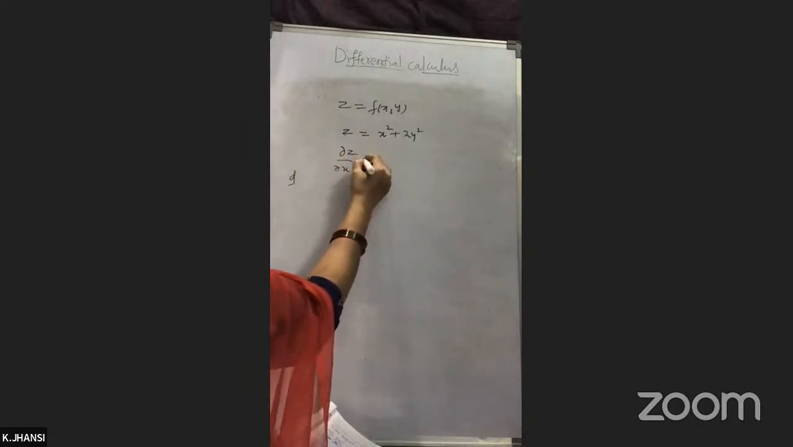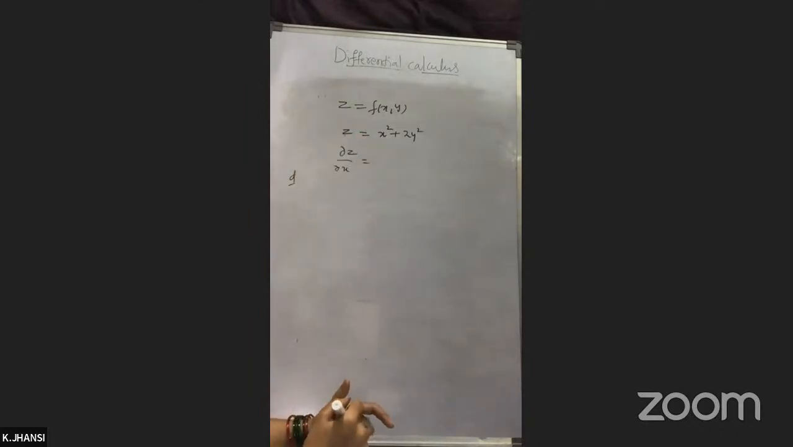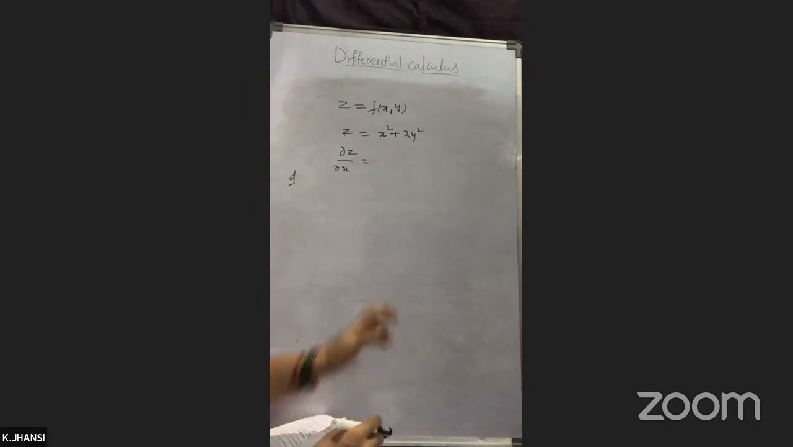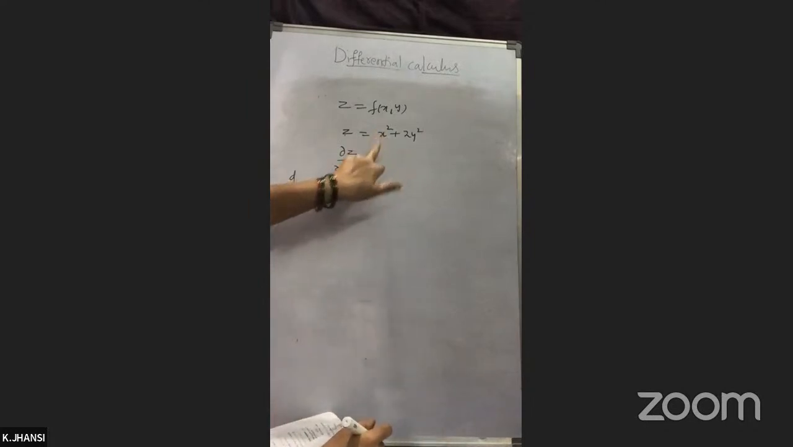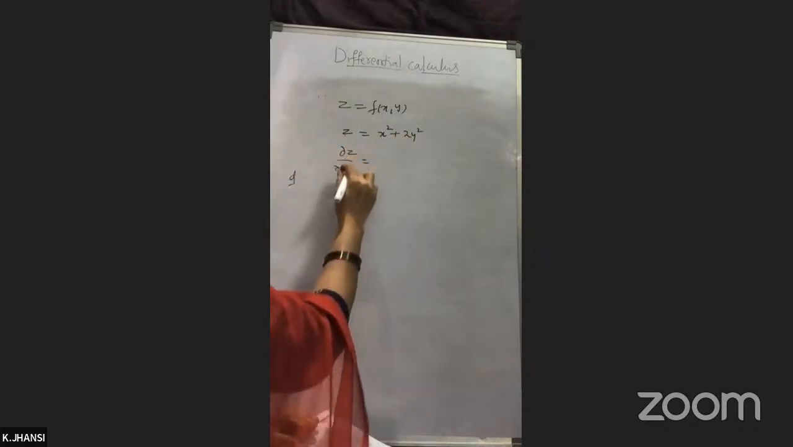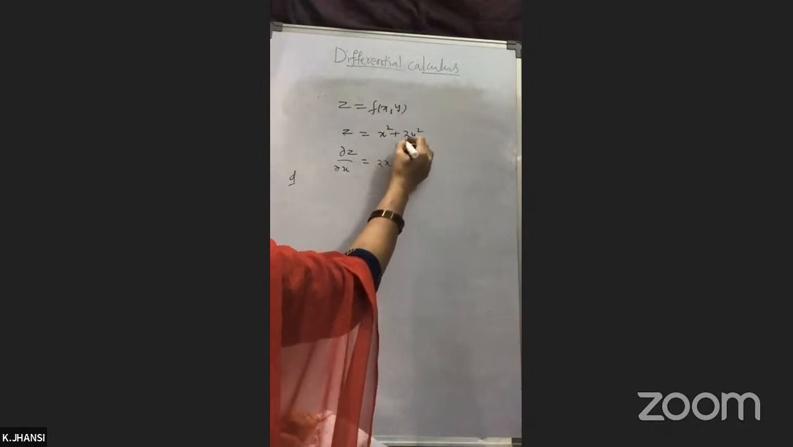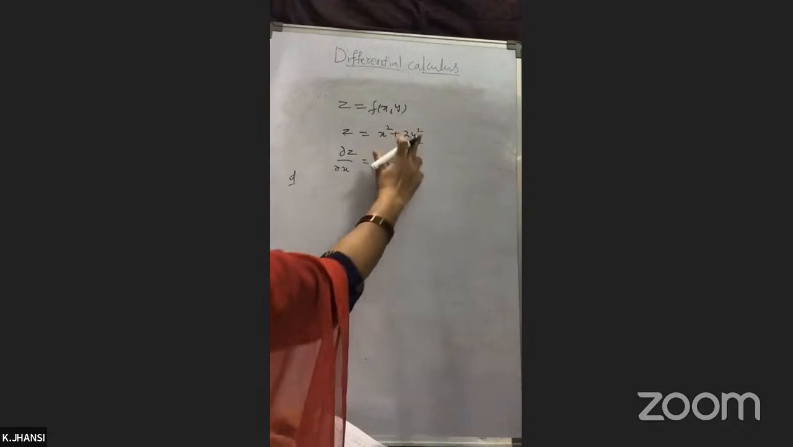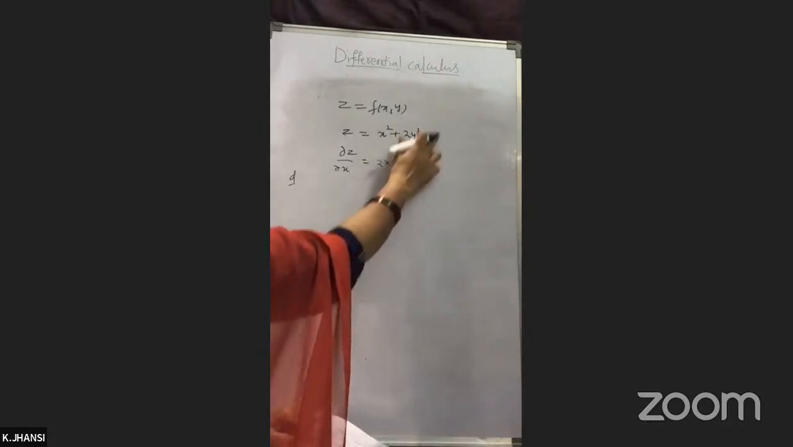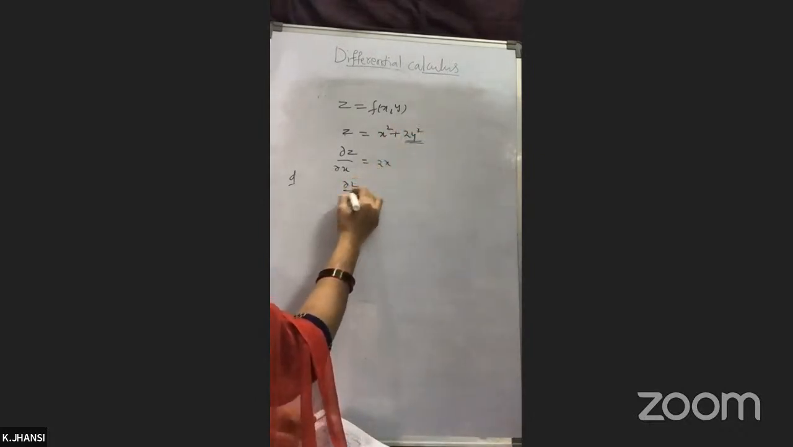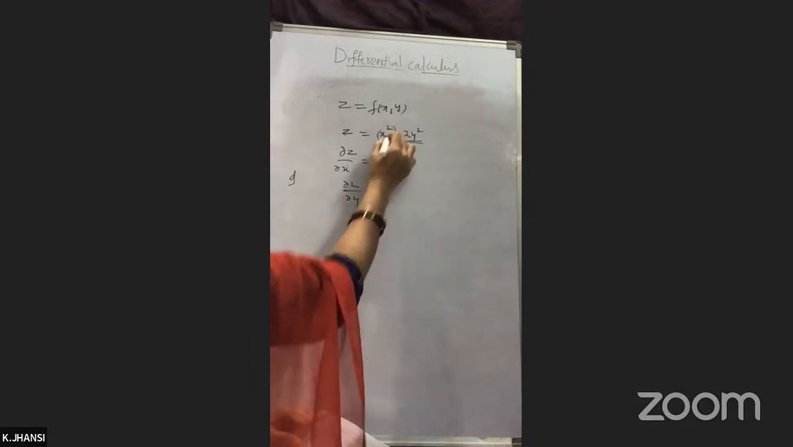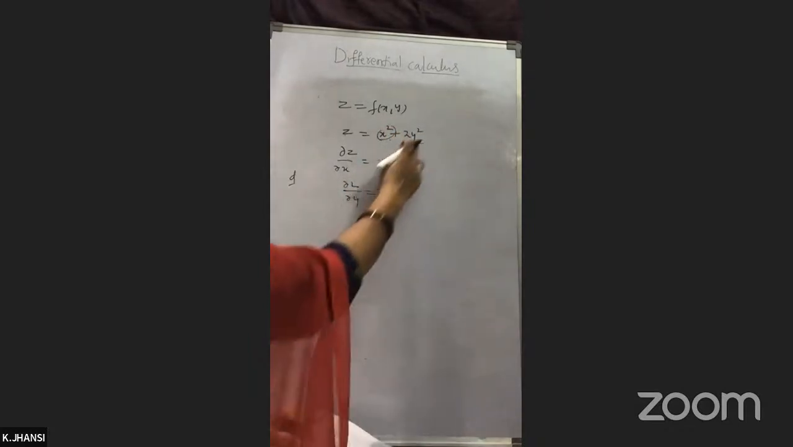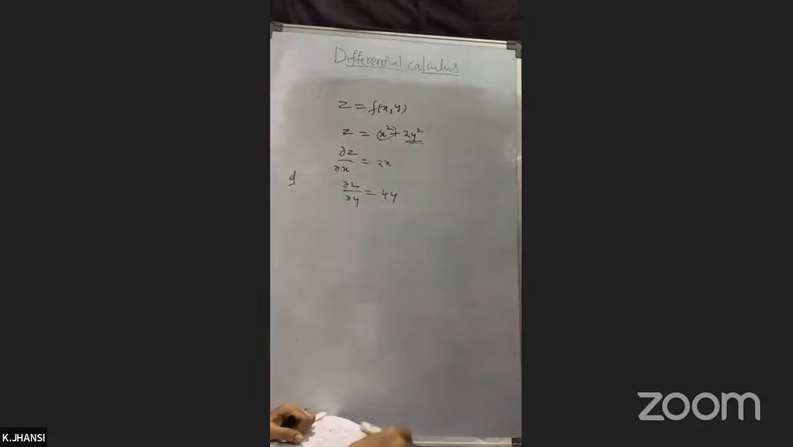So dou z by dou x: in partial differentiation, we do the differentiation with respect to each variable separately. The x variable separately and the y variable separately. So dou z by dou x is 2x, and the other term is a constant, because we consider the other variable as a constant, and the differentiation of a constant is 0. Next, dou z by dou y: this part is 0, because we are differentiating with respect to y, and this is 4y. This is the concept of partial differentiation.